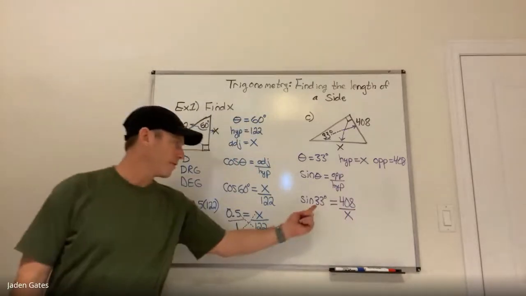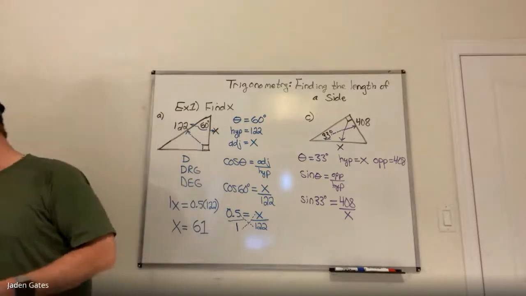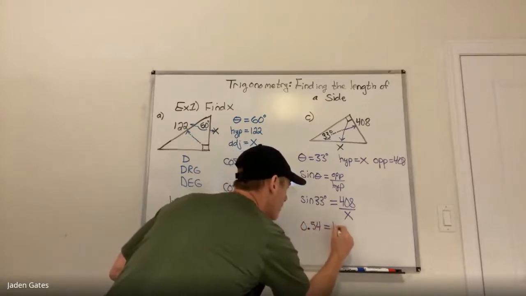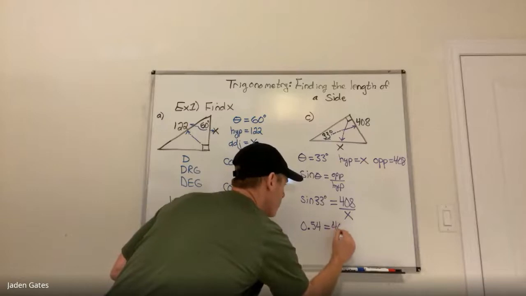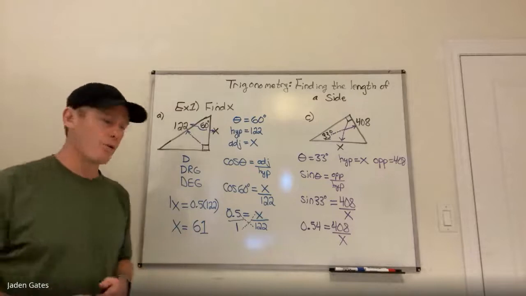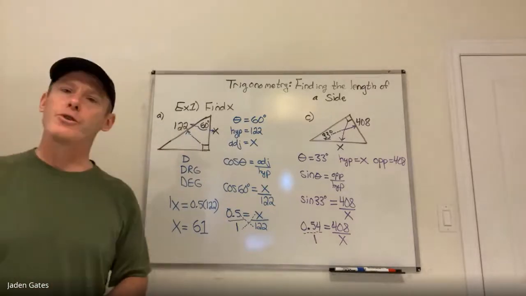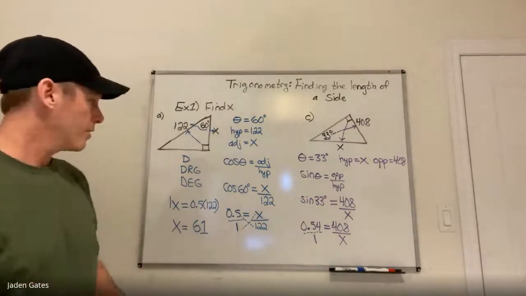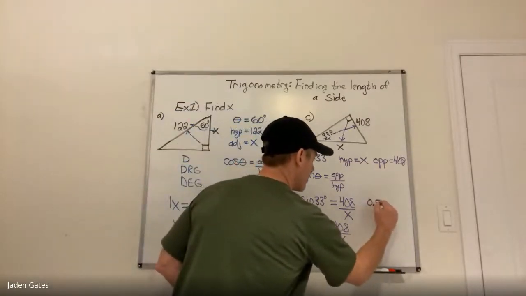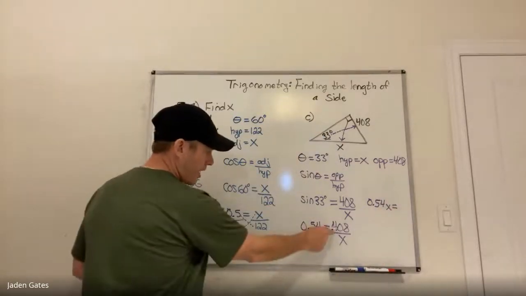All right, now, again, got to have your calculator in the right mode. I press sine 33, and I'm getting 0.54. And again, the other side's not going to change here, so I've got 408 divided by x. Now again, here's where I do that trick where I create a fraction equaling a fraction so that I can do the cross multiplying, get rid of all the fractions. So this time I'm going to have 0.54 times x is equal to 408 times 1.